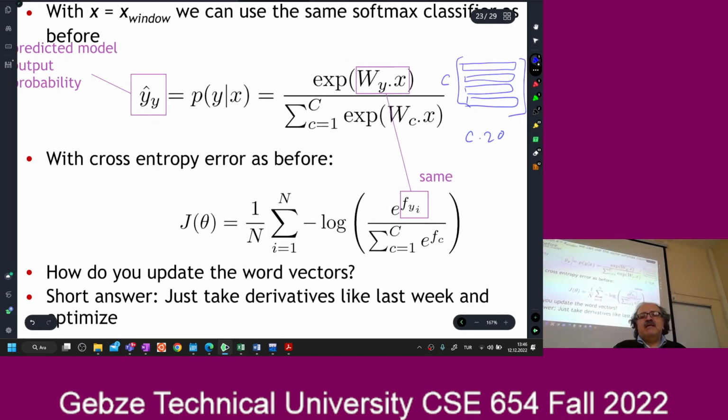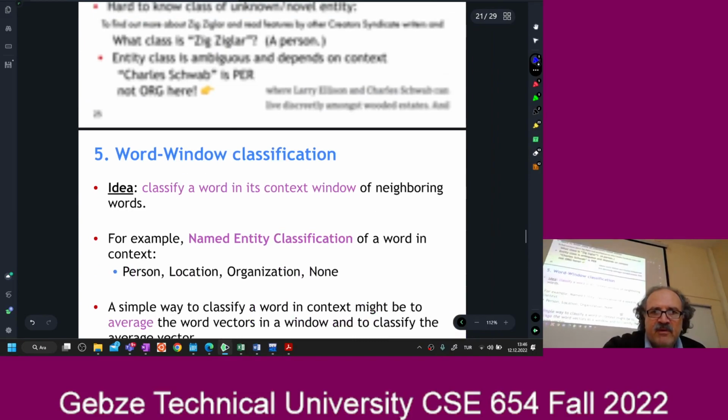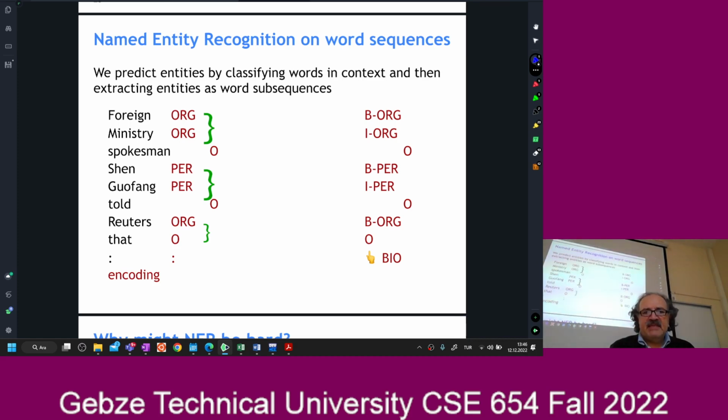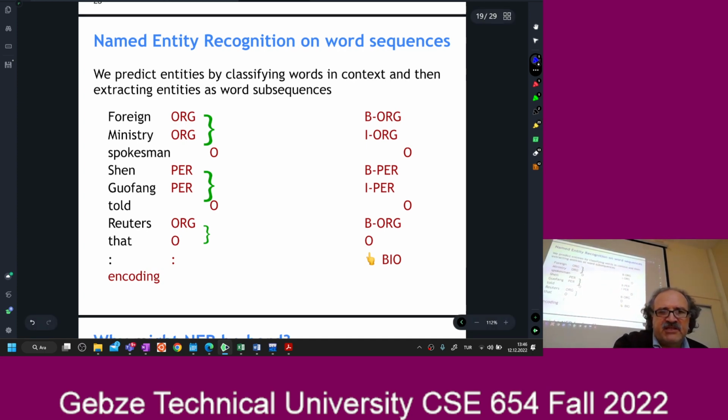What is loss? Loss is putting together all the things that you have marked in your data set. Given the data set that you have marked before, for example, "Foreign ministry spokesman, Shen, etc.", the center word is a person here. I know that given this 5-word sentence part, 1, 2, 3, 4, 5, if I feed it through my network, it should produce a person class.